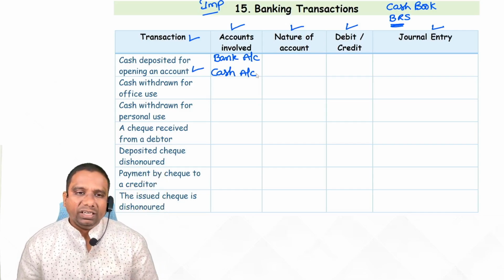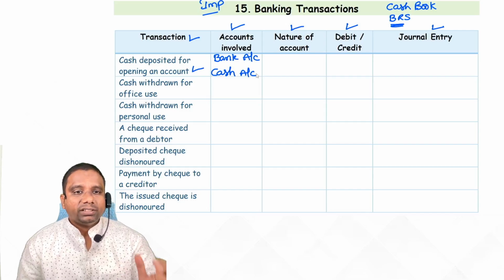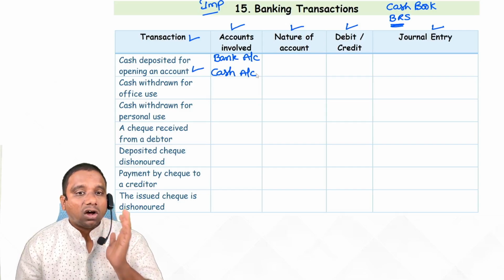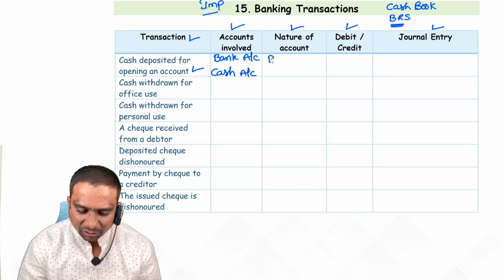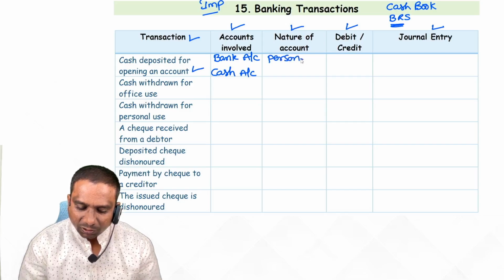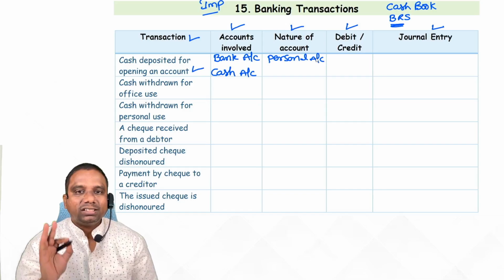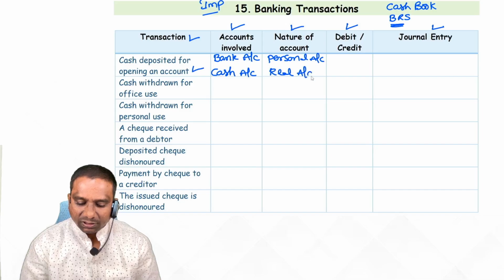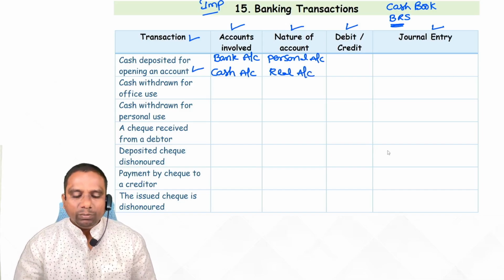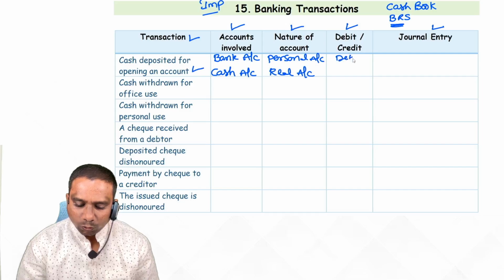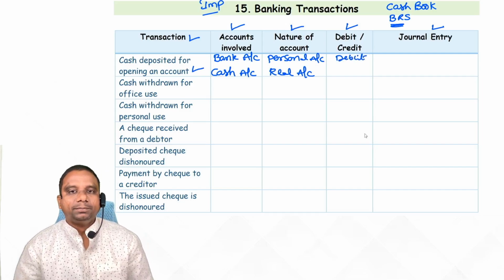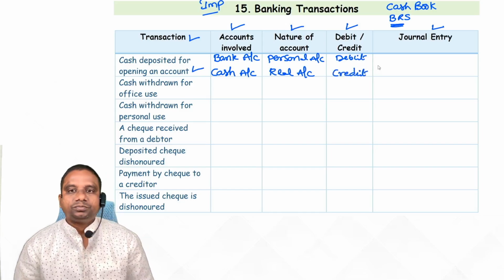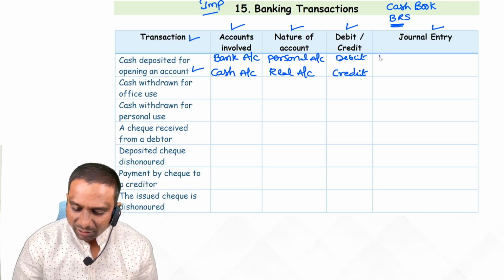So bank account debit. And what is the giving aspect? Cash. And what is the nature of account? I said already the bank is an artificial person, comes under personal account. Cash, real account. Cash is always a real account. Debit or credit? We apply the rule of personal account: debit. Real account here: credit. Yes or no?